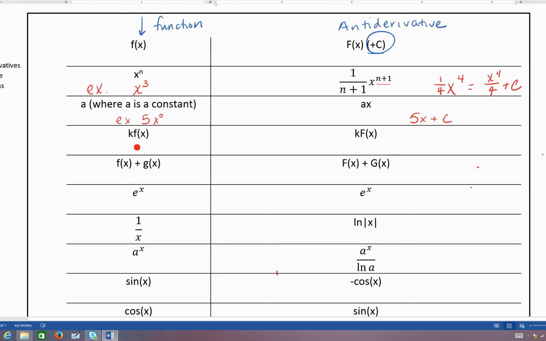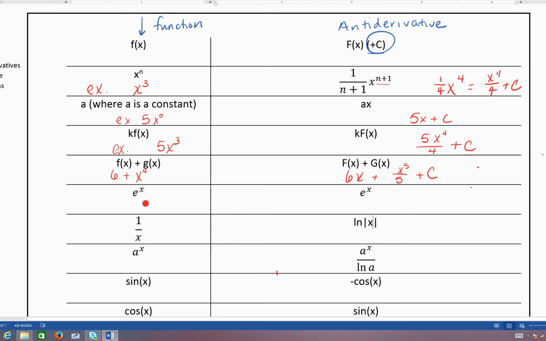Okay, just like derivatives, if you have a constant out in front of a function, so here we could say something like 5x cubed, you leave that 5 alone and take the antiderivative of the x cubed. So we'd have 5x to the 4th, we raise the power, and then we divide by 4 and put our plus c. If you're adding two functions, you just add their two antiderivatives. So if we had something like 6 plus x to the 4th, the antiderivative would be 6x plus x to the 5th over 5. We just take the antiderivative of each part.